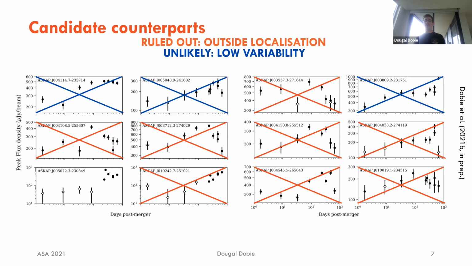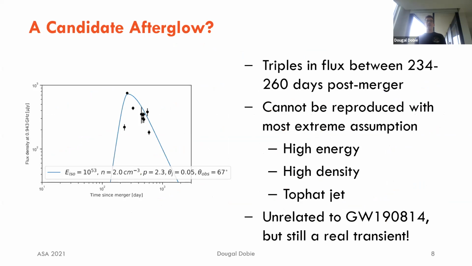Now that leaves one source that has a modulation index of 90%. It's spatially consistent with the merger, and in addition, which wasn't a defining feature, but it is nice nonetheless, it has multiple constraining non-detections in the early observations. So it exhibits an extremely rapid rise. It triples in flux between 234 and 260 days post-merger.